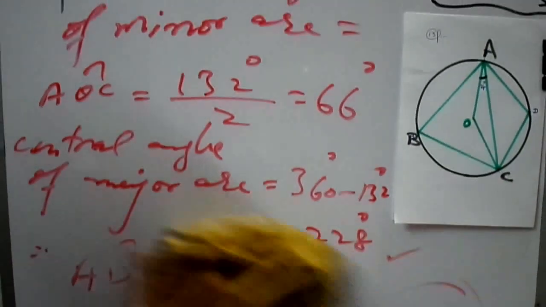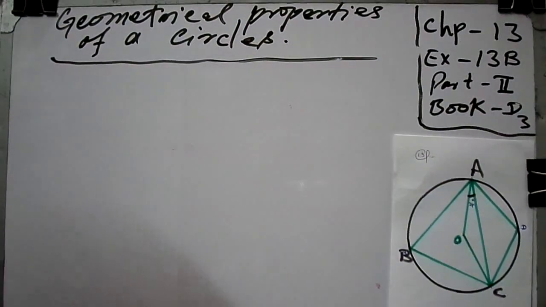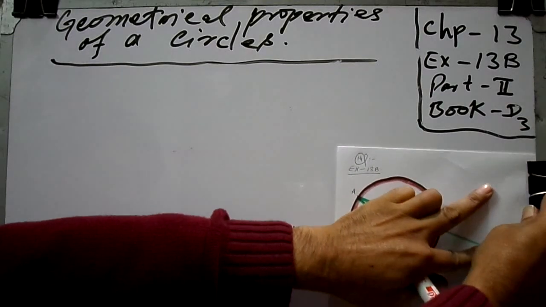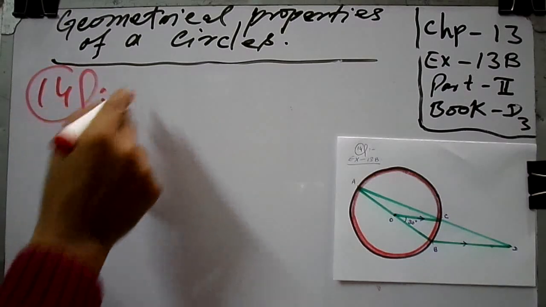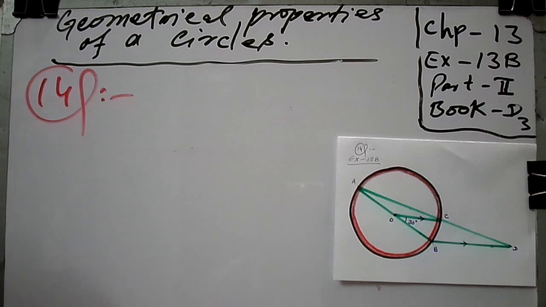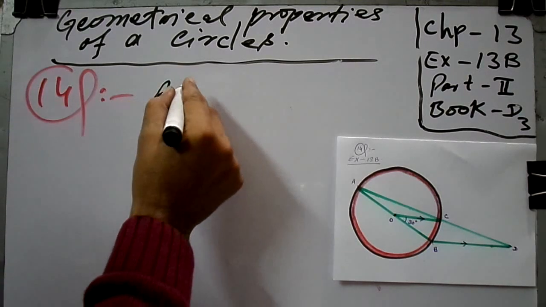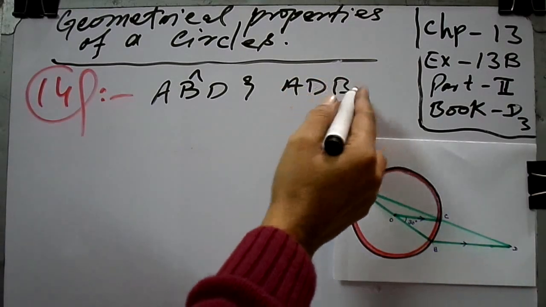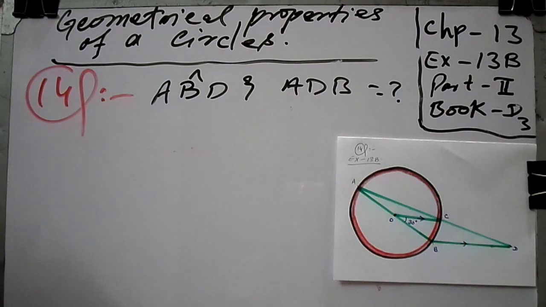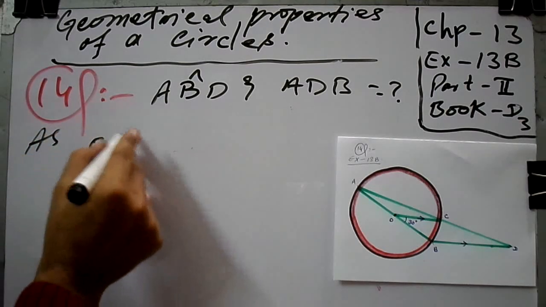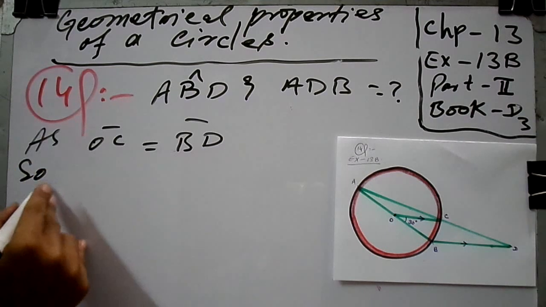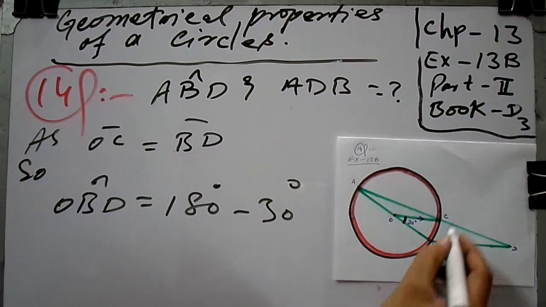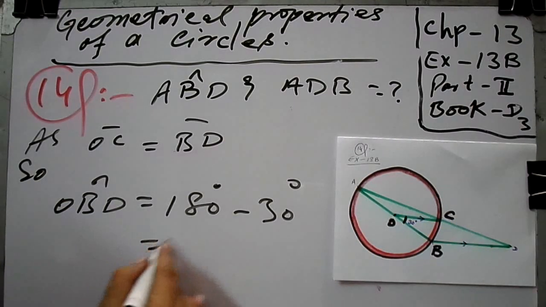Coming to the question number 14. You can see in the given diagram, question number 14, we have to find ABD and ADB. Our diagram is clear to you, and once again by the same methodology, one side is equal to BD. So we can say that OBD is equal to 180 minus 30 degree, because 30 degree is given to you, that is your BCO, you will get 150 degree.